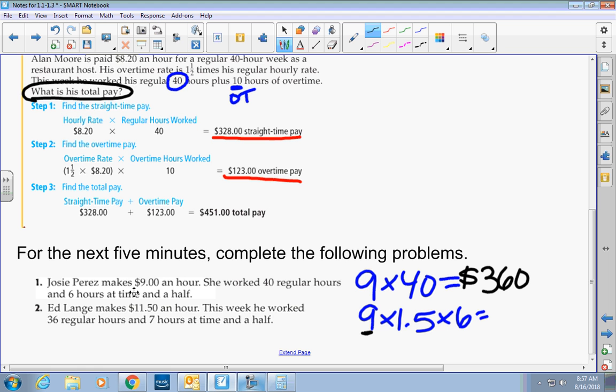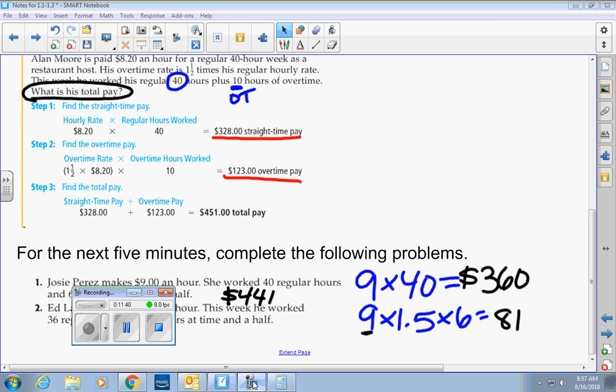All right, we get 81. And we add those 2 together because we're finding the total pay, 441. You guys agree? Give me a thumbs up if you think it's 441. For those of you at home, everybody agrees?